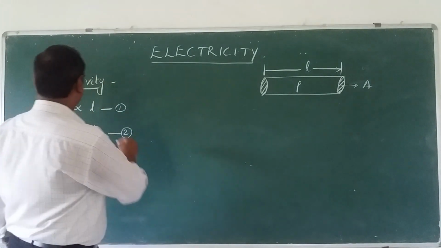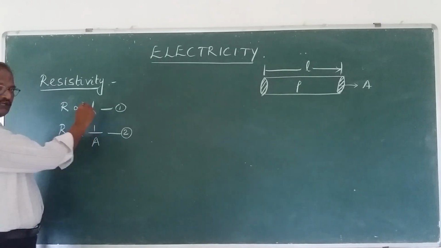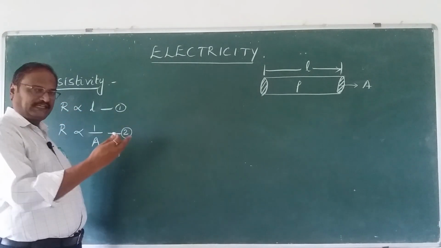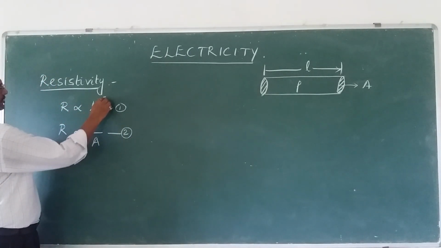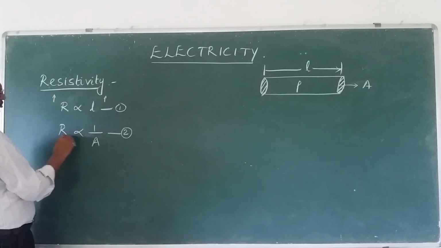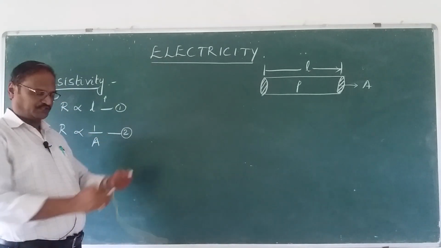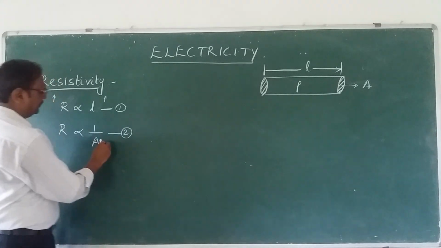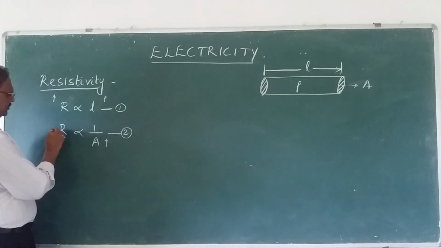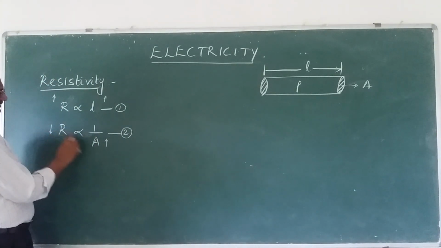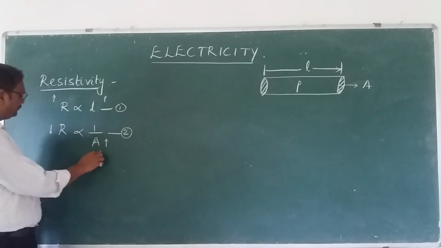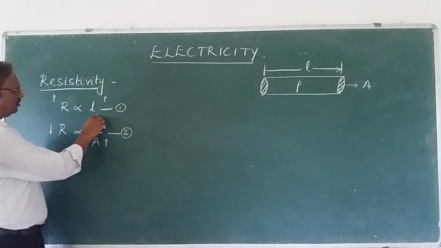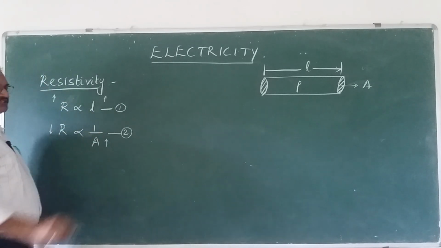We said the resistance is directly proportional to length. More the length, more the resistance, and inversely proportional to area of cross section, right? And more the area of cross section, less the resistance. A thicker wire will have lesser resistance, a longer wire will have more resistance.